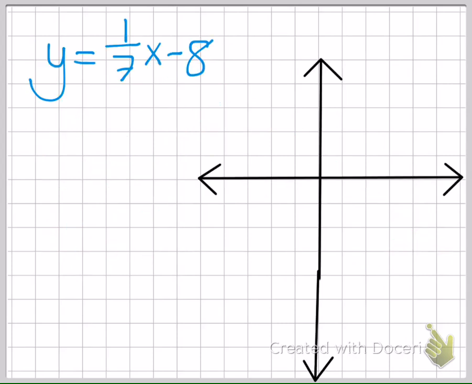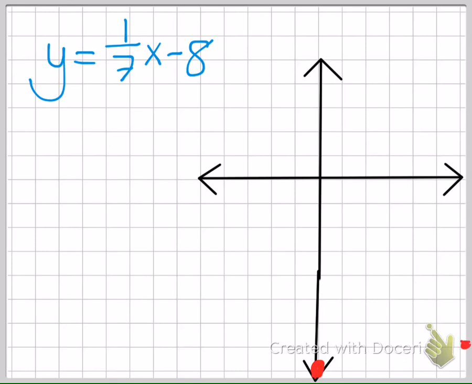So first, is it slope-intercept form? Yes. The y-intercept is negative 8. 1, 2, 3, 4, 5, 6, 7, 8. So for me, that's right there. Your graph, I think you're going to have to go 1 off the page. And then the slope is positive 1/7. So how much am I going up here? 1, and to the right 7.